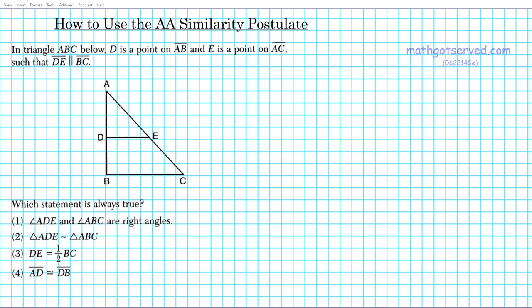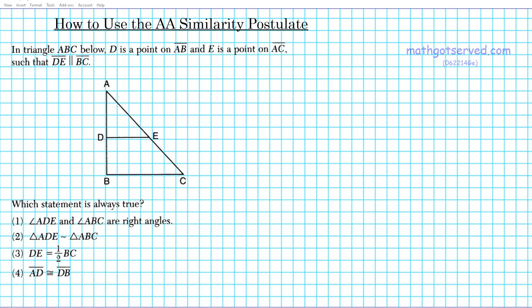In this clip, we're going to be going over how to use the angle-angle similarity postulate. The question reads, in triangle ABC below, D is a point on AB and E is a point on AC, such that DE is parallel to BC. Question, which statement is always true?